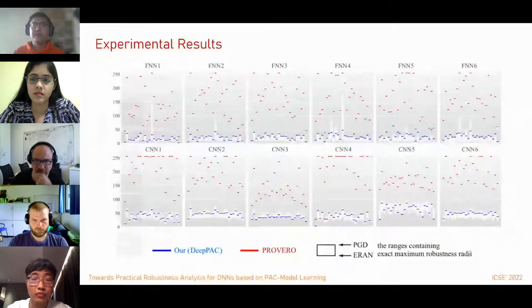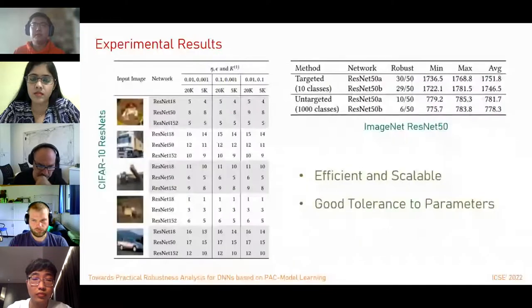We also run DPEC on larger datasets and networks. We test on CIFAR10 ResNets with different parameter settings. We found that the results are relatively stable and DPEC shows good tolerance to parameters. The ImageNet experiment shows our framework is efficient and scalable.